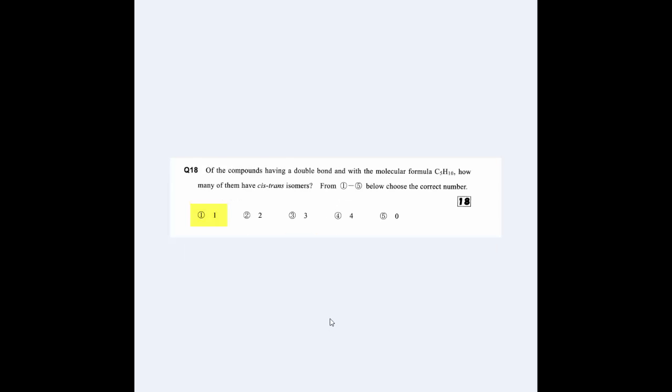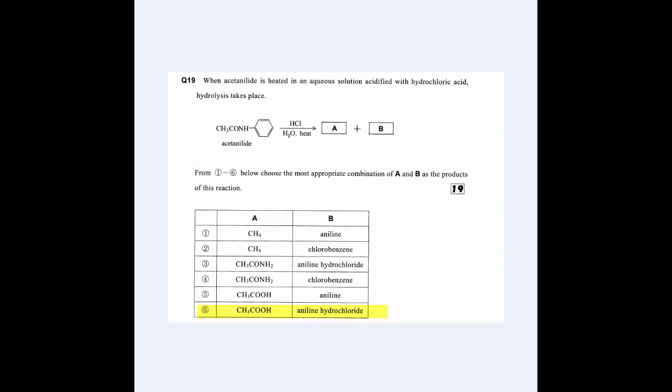Of the compounds having a double bond and with the molecular formula C5H10, how many of them have cis-trans isomers? From 1 to 5, choose the correct number. The answer is 1. Only 1 does.